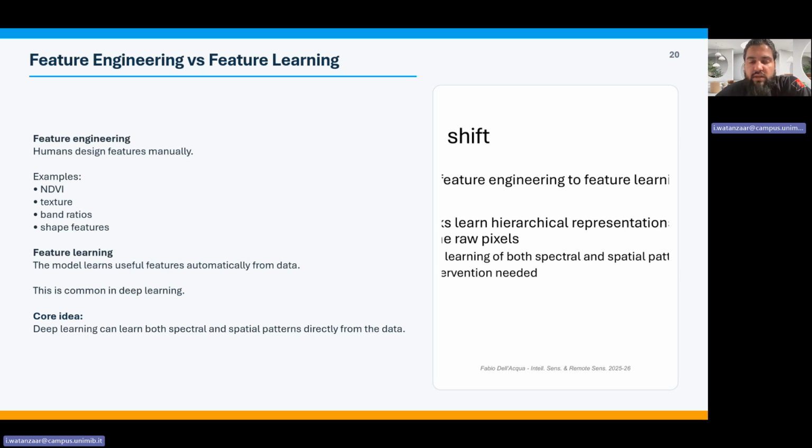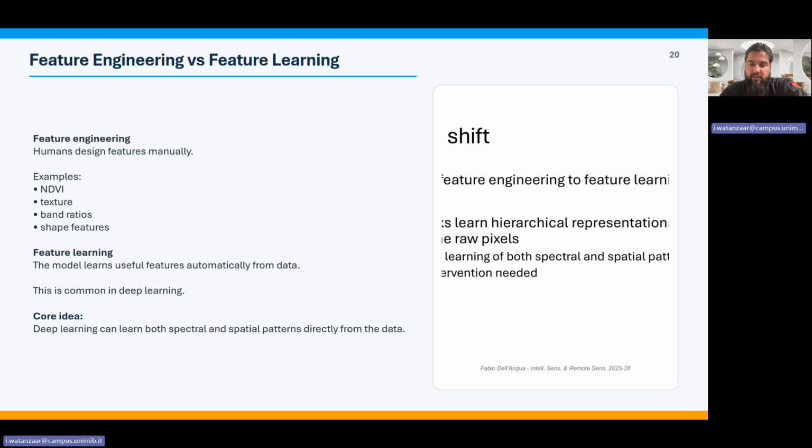But in feature learning, they are learning from the raw pixels, as we have discussed. The model learns features automatically from the data, and this is really helping for the spatial information. This is common in deep learning because they learn useful features automatically from the raw material, the raw pixels. Core idea: deep learning can learn spectral and spatial patterns directly from the data.